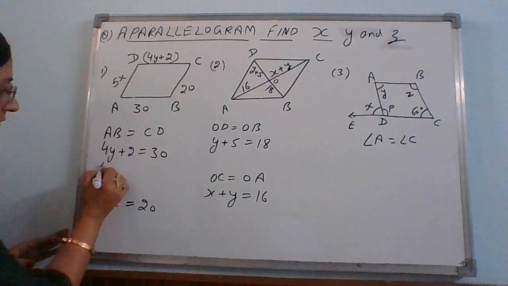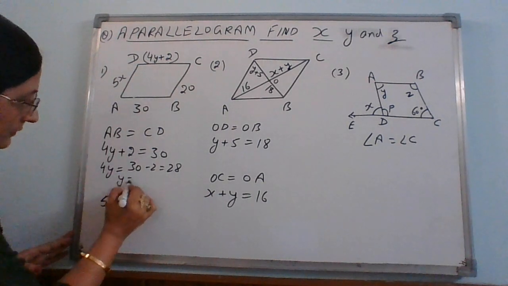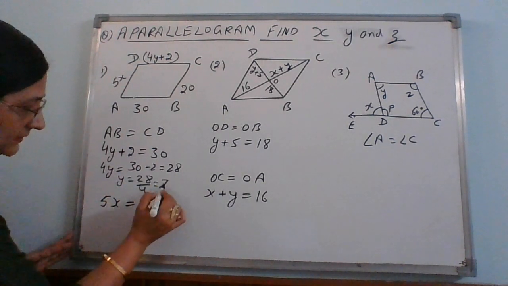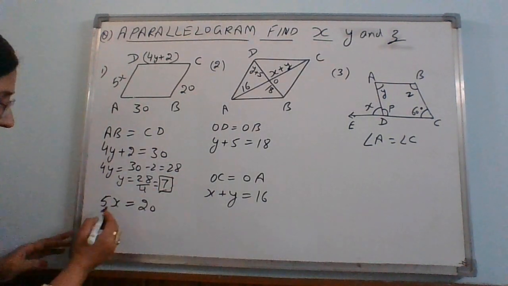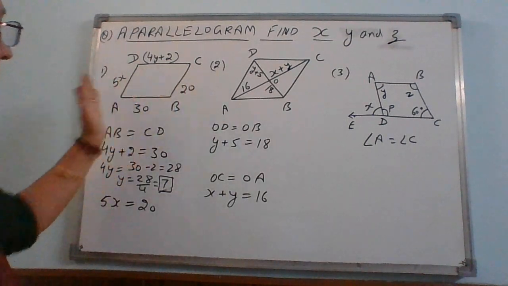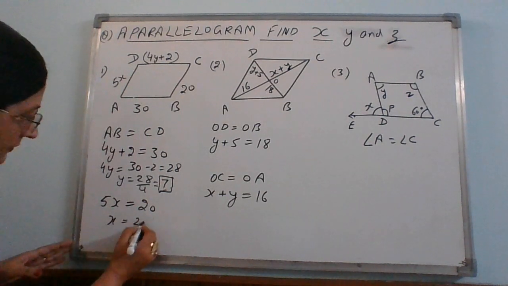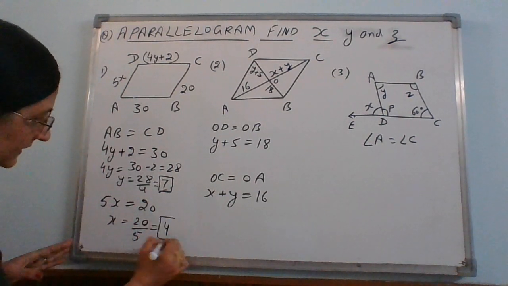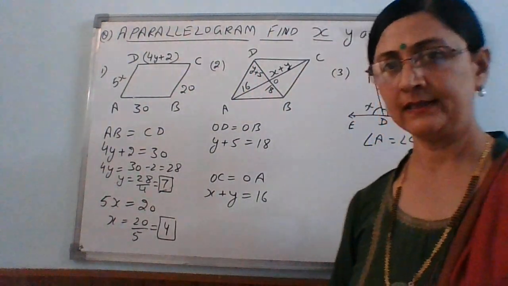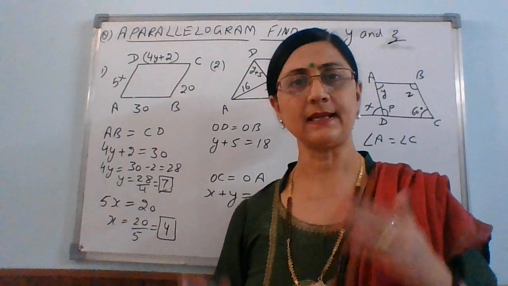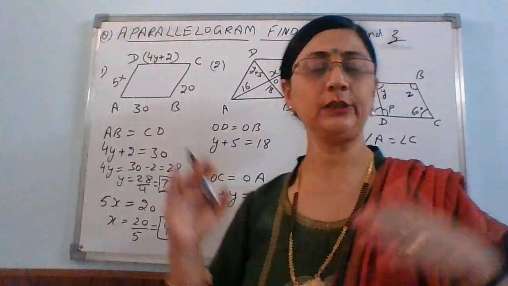Now let us do that. So 4y is equal to 2 goes to the right side, right? It becomes 28 and y is equal to 28 by 4. 4 sevens are 28. So the value of y is 7. Okay, now let us see the other two opposite sides. They are also equal. AD is equal to BC. 5x equals 20. So x equals 20 divided by 5. That is 4. So the value of x is 4 and the value of y is 7 in this case, right? So we applied the property that opposite sides are of equal length. Equal length means equate the equations which have been given in the opposite sides.